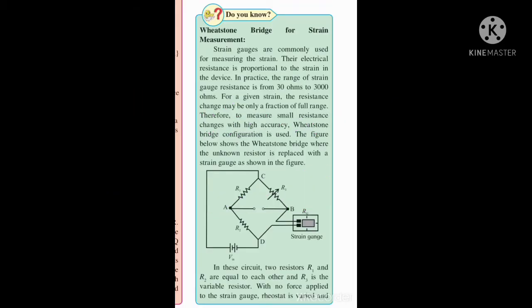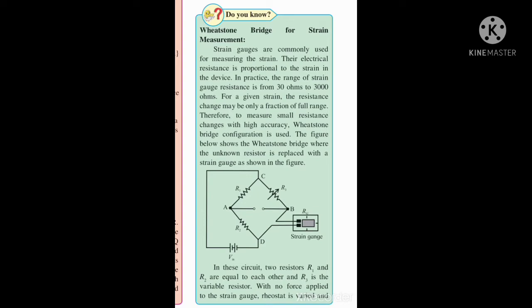Hi students, in the last video we studied the application of Kirchhoff's laws. The first application was Wheatstone's meter bridge, which is used for the measurement of unknown resistance, and Kelvin's method, which is used for the measurement of resistance of a galvanometer. In this video we will study applications of Wheatstone's bridge for the measurement of strain.